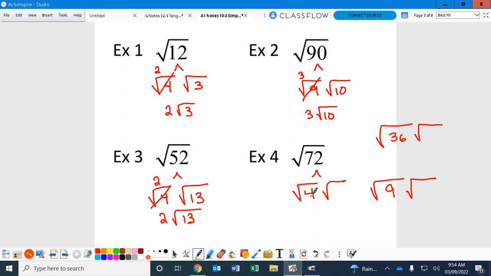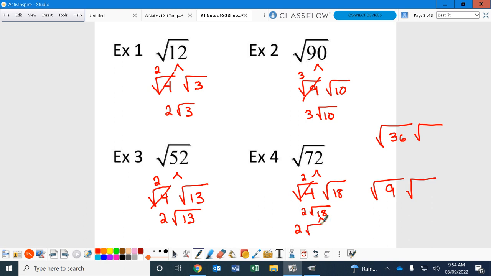You can start off by doing 4. How many times does 4 go in there? 18. Okay, what's the square root of 4? 2. So it'd be 2 square roots of 18. Is that the answer? Why can't you stop there? What can 18 divide by that's still in that list? 9. So you would still break 18 down.